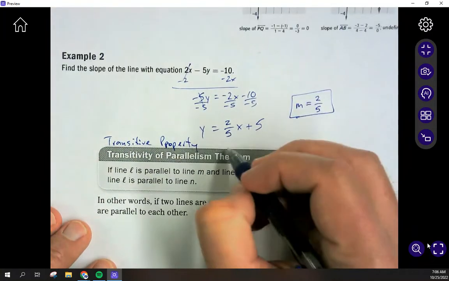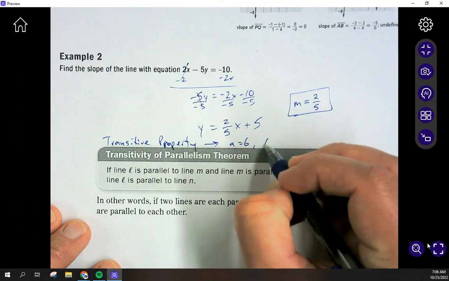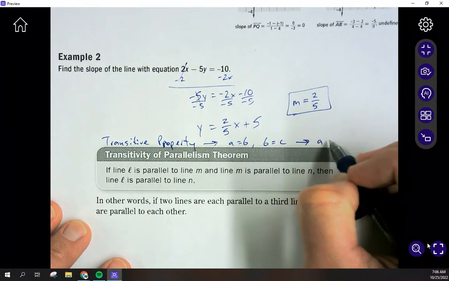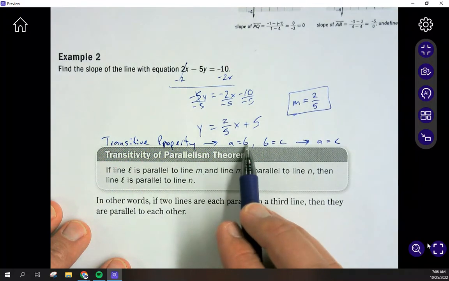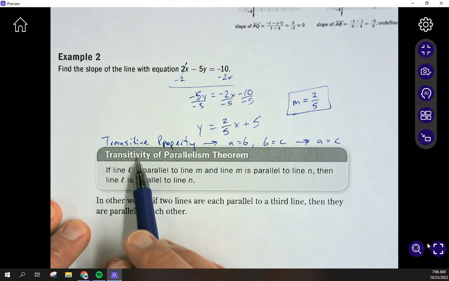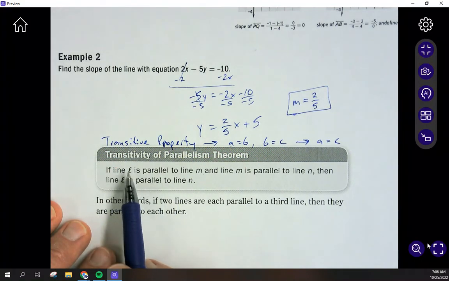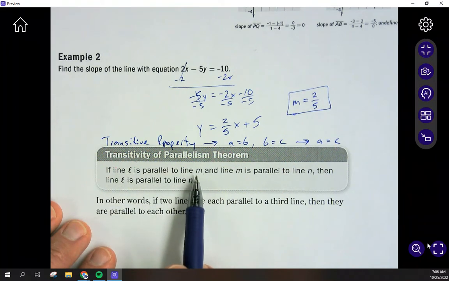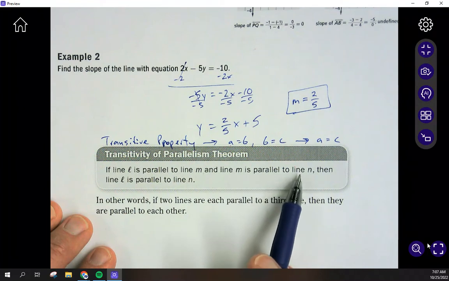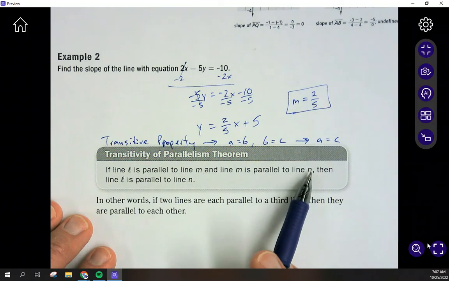And if you remember what that says, if A equals B and B equals C, then we know that A equals C. So B is equal to both A and C, therefore we know A and C are equal. That's the transitive property, so now we're relating that to parallel lines. If some line, line L, is parallel to some other line, line M, and line M is parallel to another line, line N, then we automatically know that the first one is also parallel to the last one.